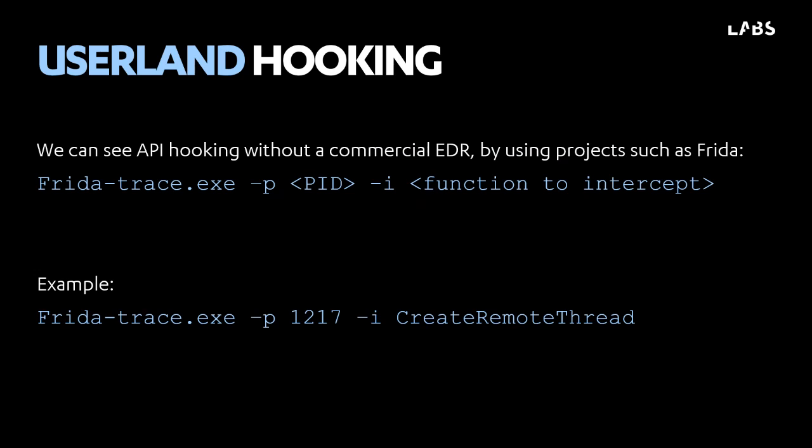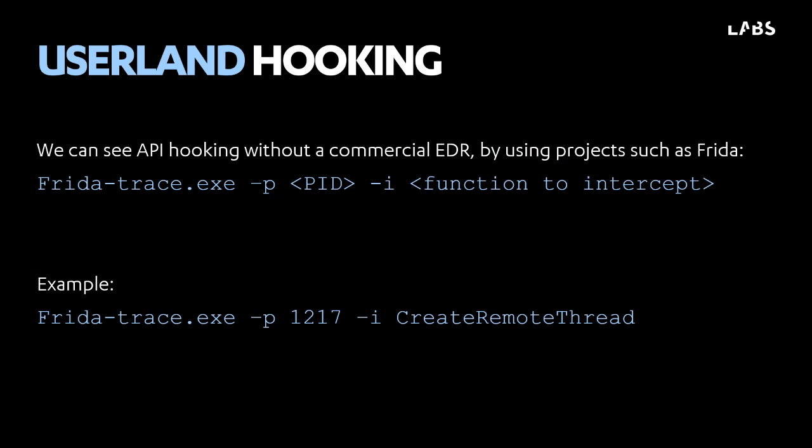Now, we don't have a commercial EDR to show you here, so we're going to use an open source product called Frida to actually perform API hooking and show you how this looks in memory. The syntax of frida-trace is pretty simple. We specify the process ID that we want to inspect and the function that we're interested in seeing when it's called and what the arguments are. So in this example, we're hooking the CreateRemoteThread API.